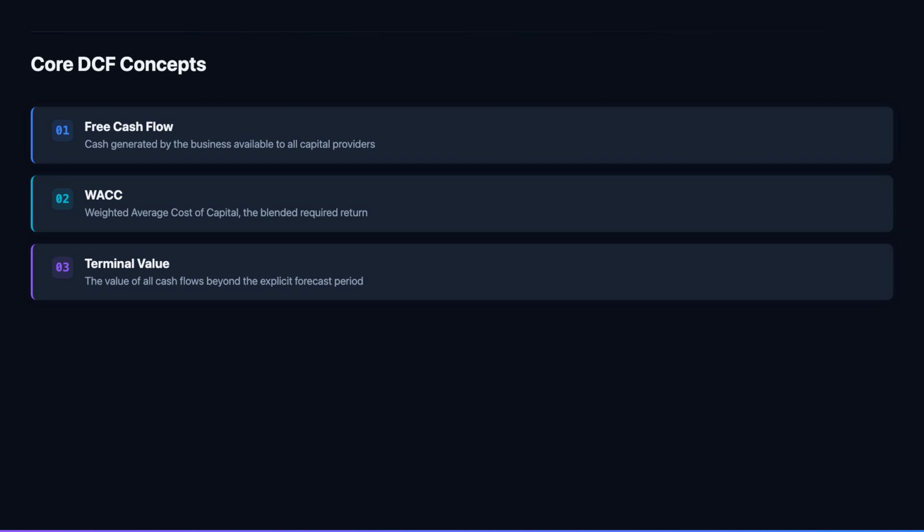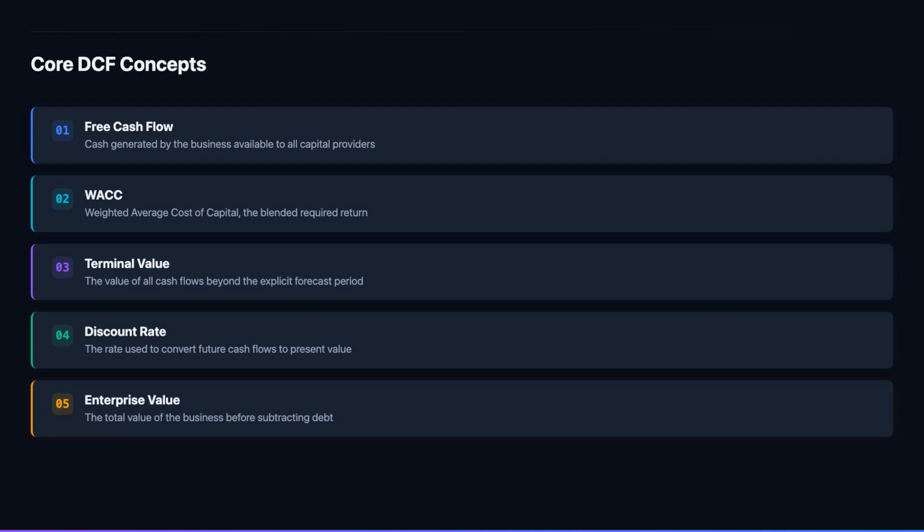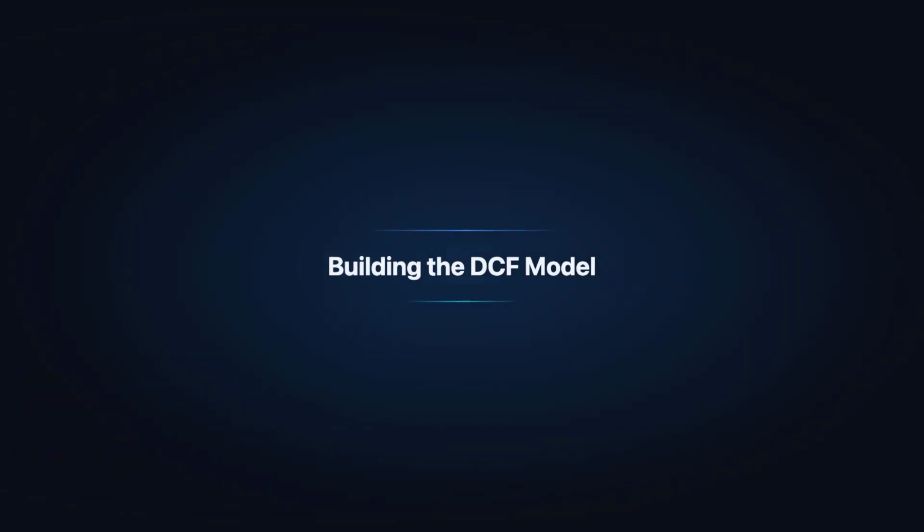Terminal value often accounts for 60 to 80% of the total enterprise value, making its estimation critical. The discount rate reflects the time value of money and the risk associated with the expected cash flows. Enterprise value gives us the complete picture of what the entire business is worth to all stakeholders. Now let us walk through the step-by-step process of building a robust DCF valuation model.